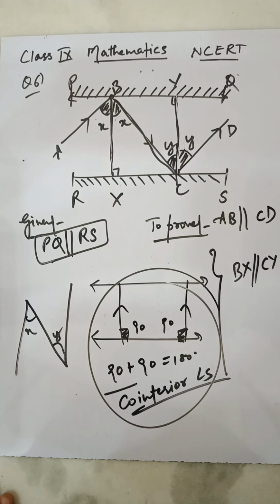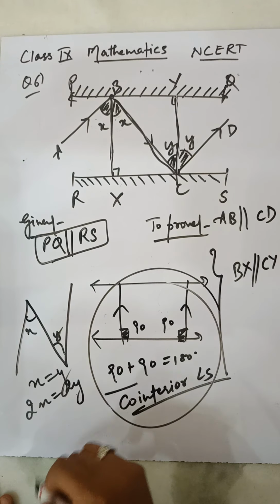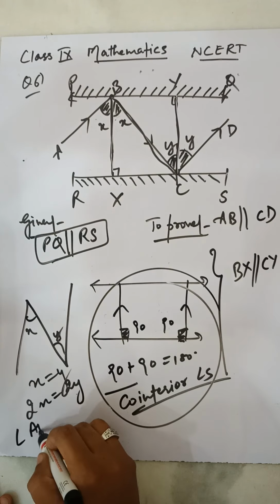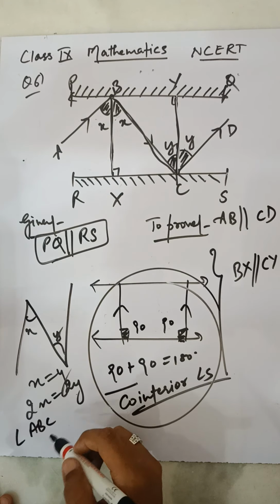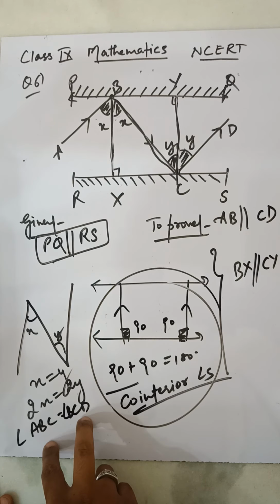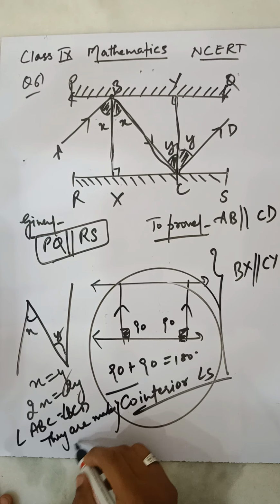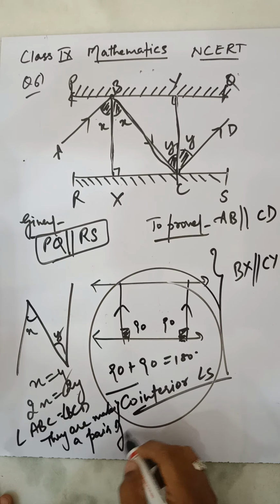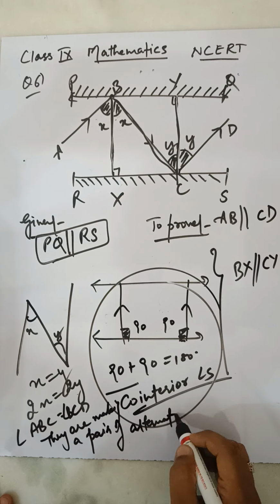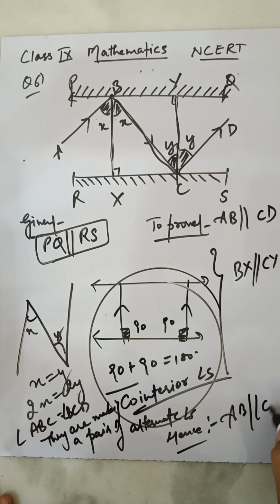Now x equals y, then twice of x would be equal to twice of y. Twice of x is angle ABC, and twice of y is angle BCD. Now these two angles are equal, they are making a pair of alternate angles. Hence, I would say AB is parallel to CD. Hopefully it's very clear to you. Thank you everyone.